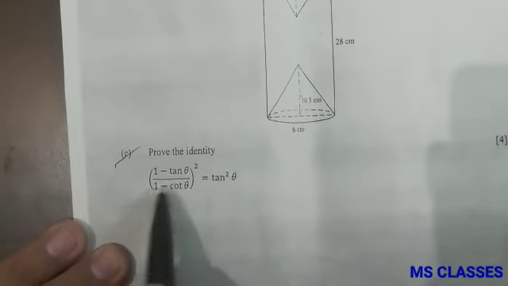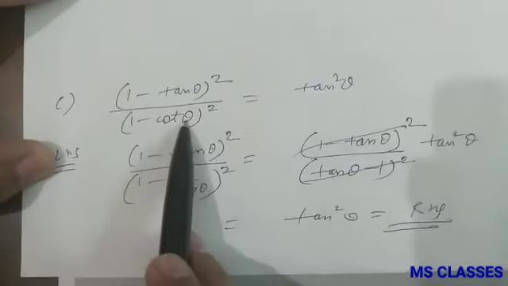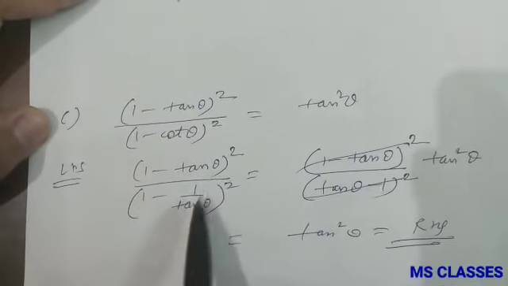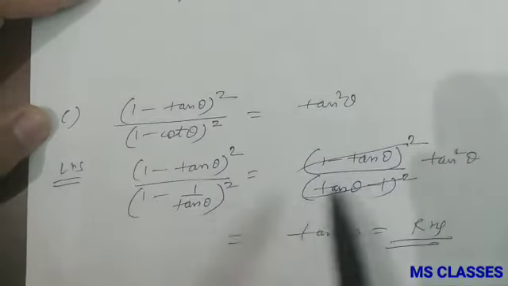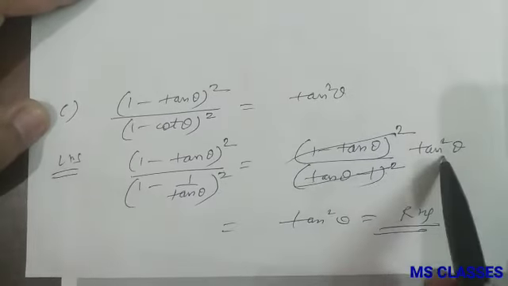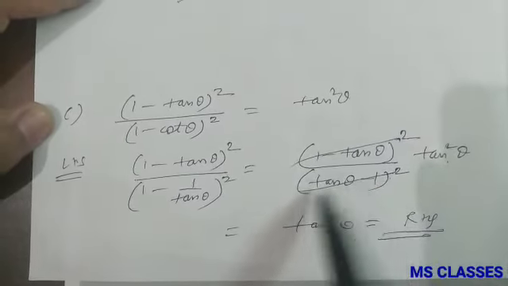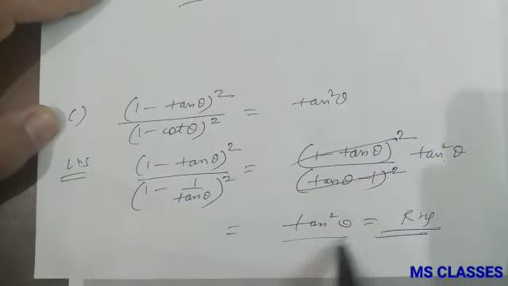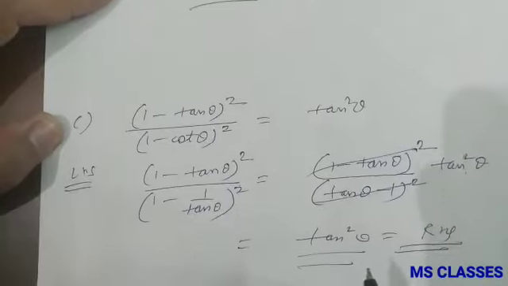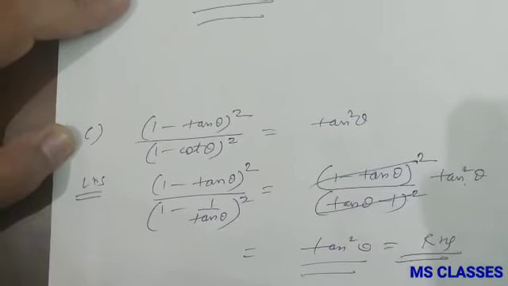And the last part, prove the identity. So here if you take LHS, 1 minus tan theta whole square, cot is 1 by tan. On solving we get 1 minus tan theta whole square upon tan theta minus 1 whole square into tan square theta. Since this is in square, that gets cancelled and that gives you tan square theta, which is our right hand side.